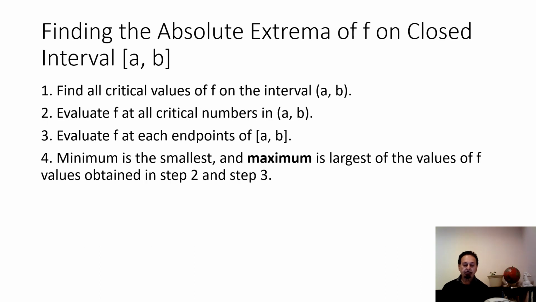So we're going to find the absolute extrema. In other words, we're going to find the absolute maximum or absolute minimum. Well, the first step is to find all the critical values of f on the open interval (a, b). Then evaluate f at all critical values in (a, b). Evaluate f at each endpoint of [a, b]. The minimum is the smallest and the maximum is the largest of the f values obtained in step 2 and step 3.